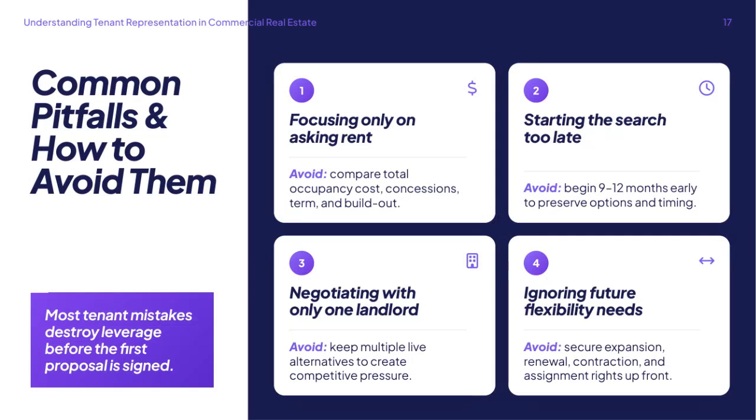One of the biggest mistakes tenants make is focusing solely on asking rent. It's important to look beyond the sticker price and consider the total occupancy cost, including concessions, lease term, and any build-out expenses. Another common pitfall is starting the search too late. To keep your options open and maintain good timing, it's best to begin the process 9 to 12 months ahead. Negotiating with just one landlord can also limit your leverage. Keeping multiple alternatives live creates competitive pressure and better deals.